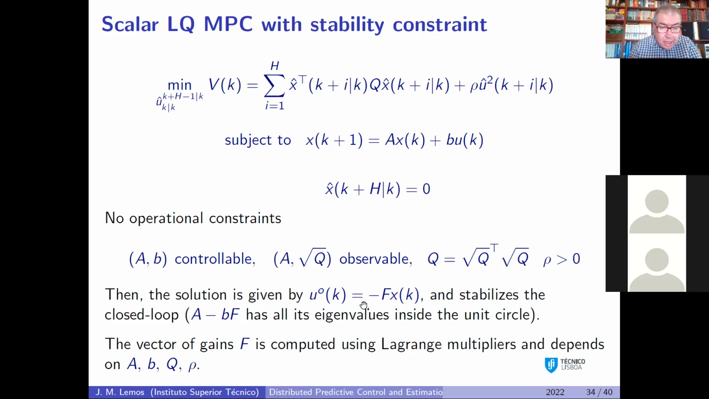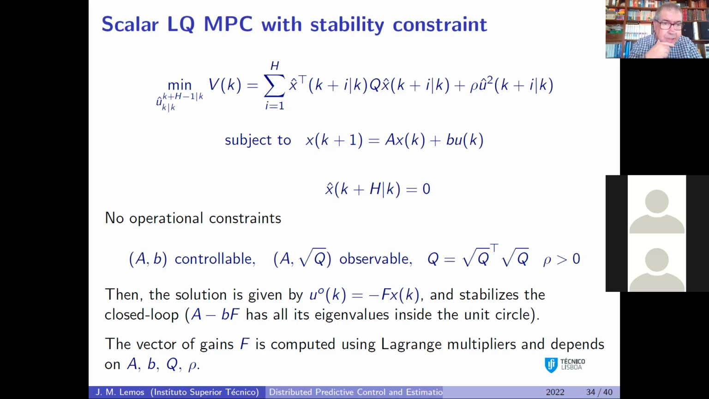The solution is given by a feedback of the state, where this F has to be computed from the model and the weights of the cost. The way to compute F can be done with the method of Lagrange multipliers that we have mentioned before. It's an application of the method of Lagrange multipliers. And I will include this in the solved exercises.